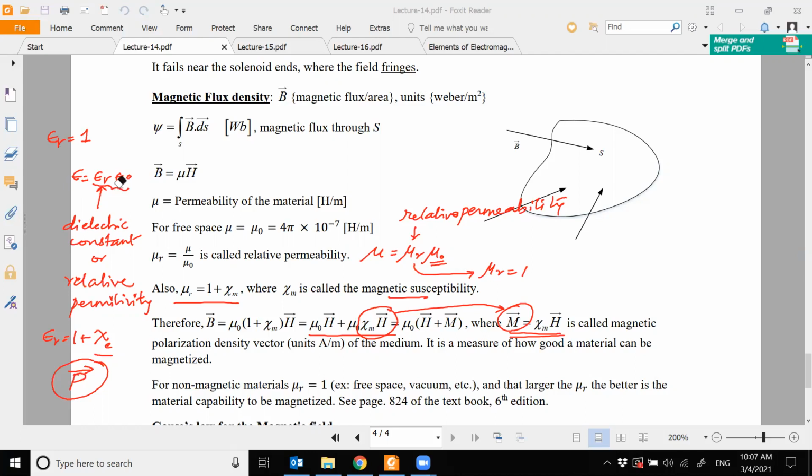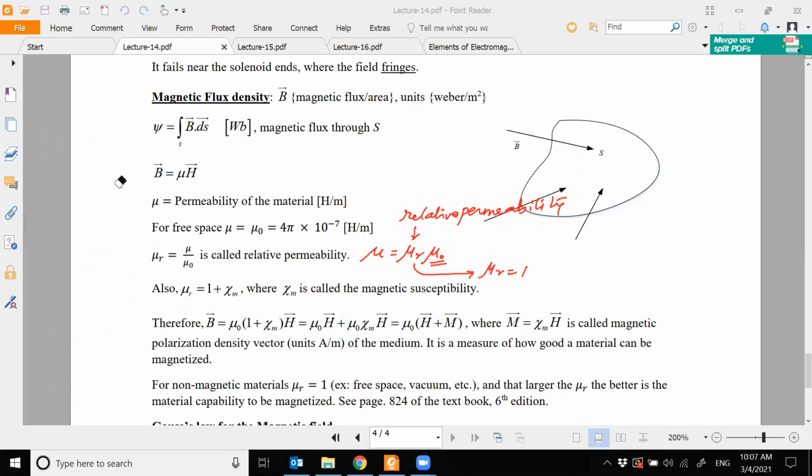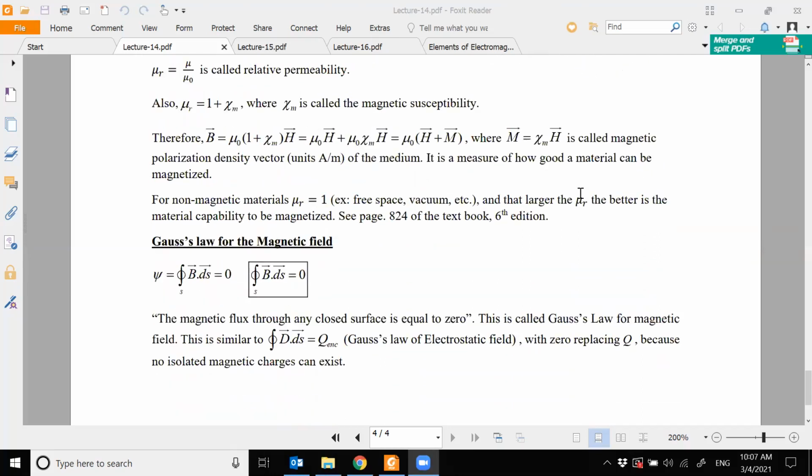Okay, so this is a little bit of introduction about the magnetic flux density. Now, therefore, we will just move ahead. And now we have another law that I am defining besides Ampere's law.